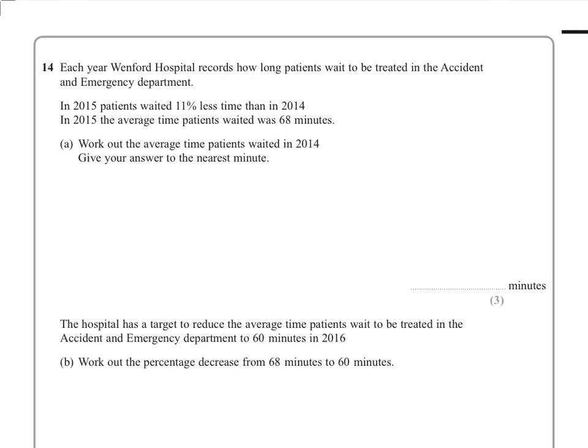So question 14, we have a question based on percentages, and we've got to be very careful with this type of question. They can be quite tricky. So let's write down 2014 and 2015, and then it says in 2015 patients waited 11% less time than in 2014.